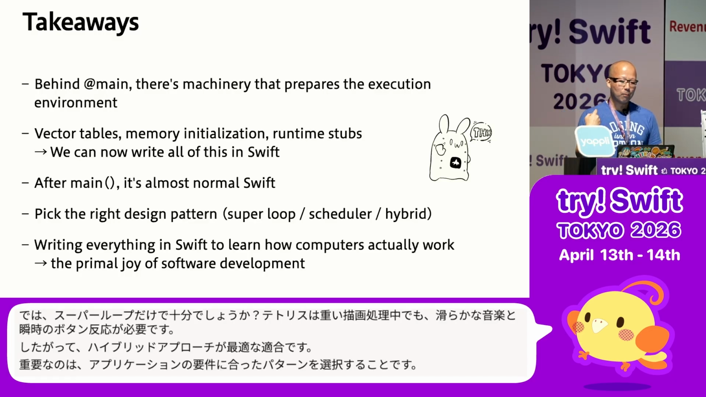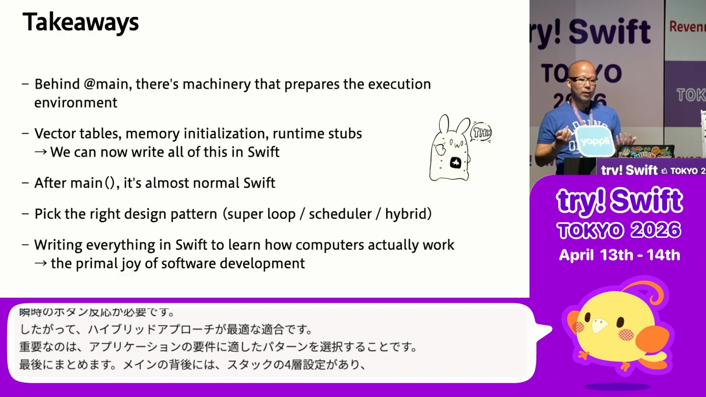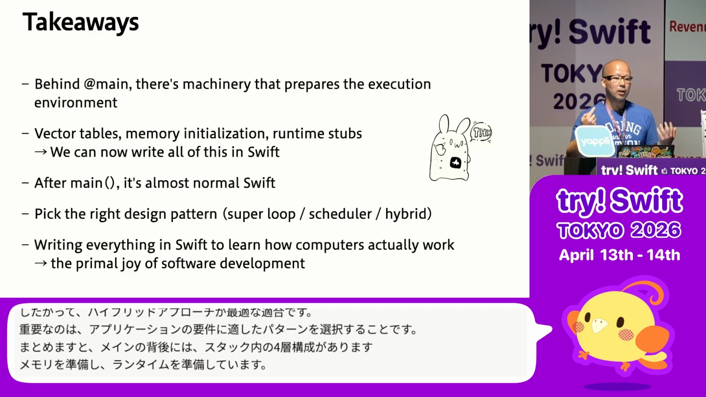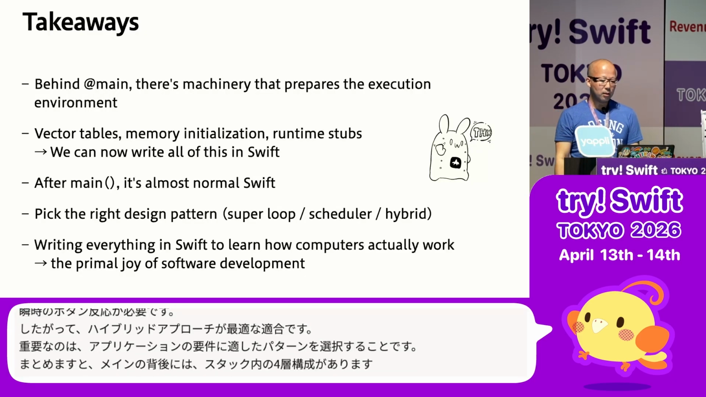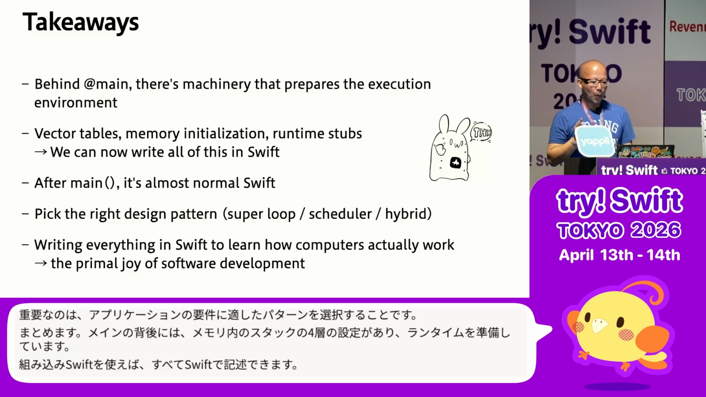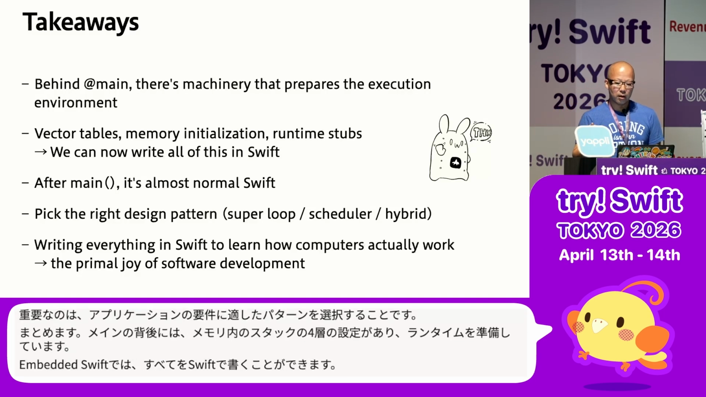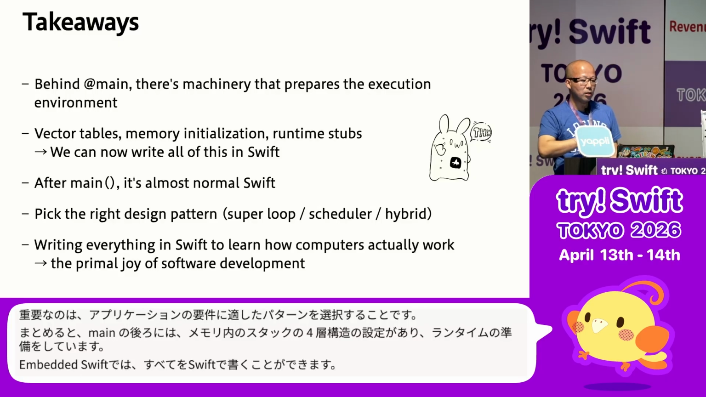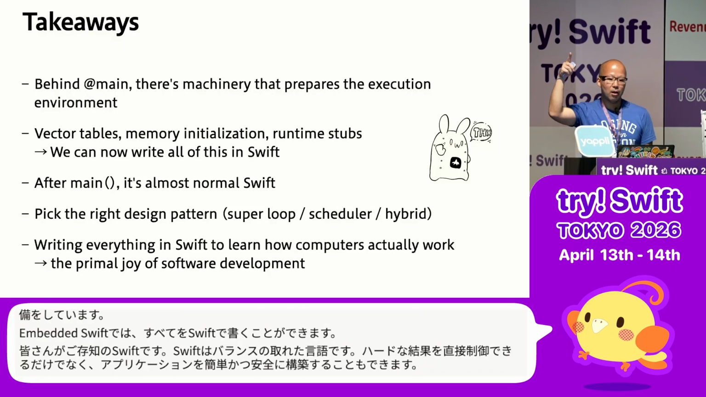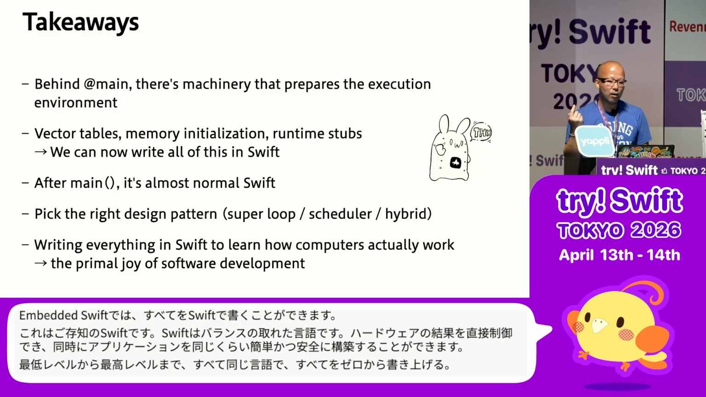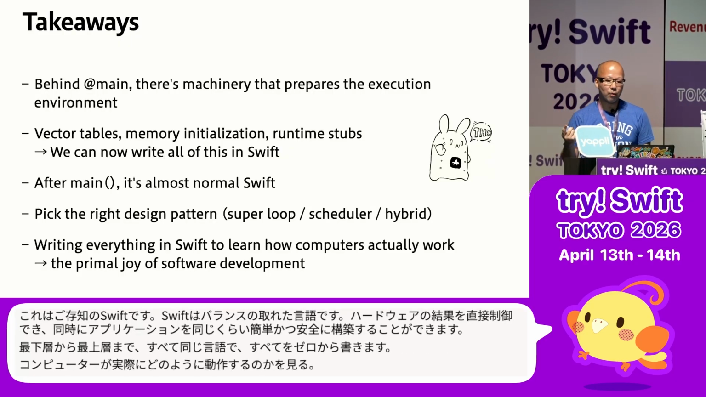Let me wrap up. Behind main, there's a layer of setting up the stack, initializing memory, and preparing the runtime. With embedded Swift, we can write all of it in Swift. Past main, it's the Swift you know. Swift is a well-balanced language. It can control hardware registers directly, and it can build applications just as easily and safely. From the lowest level to the highest, all in one language, writing everything from scratch, seeing how computers actually work. And above all, writing everything yourself is just fun.